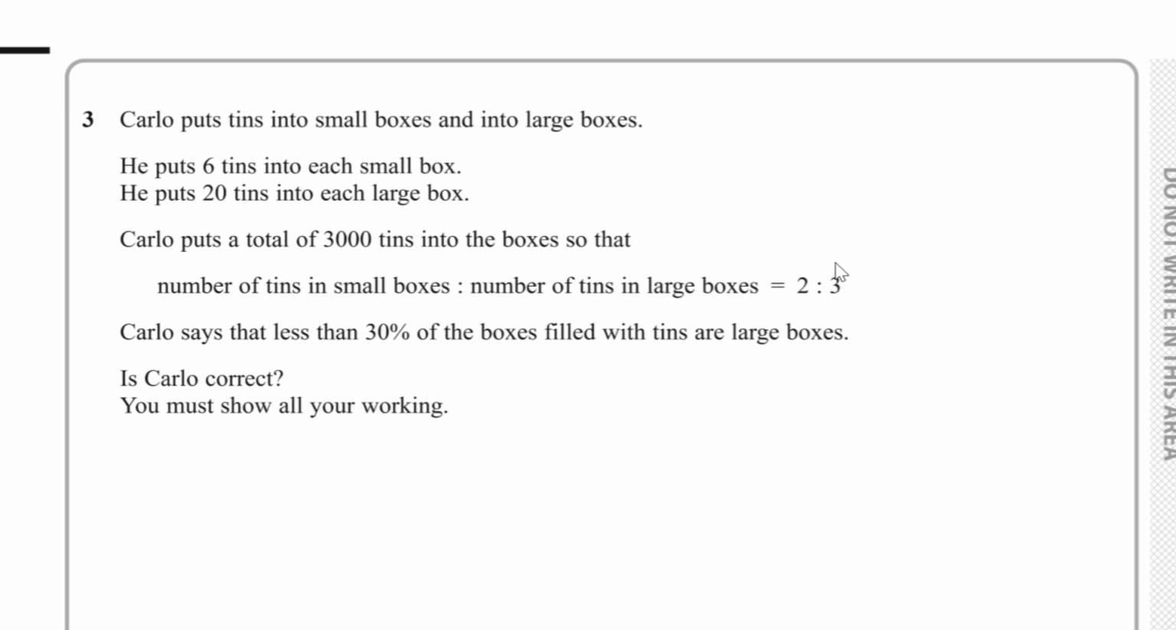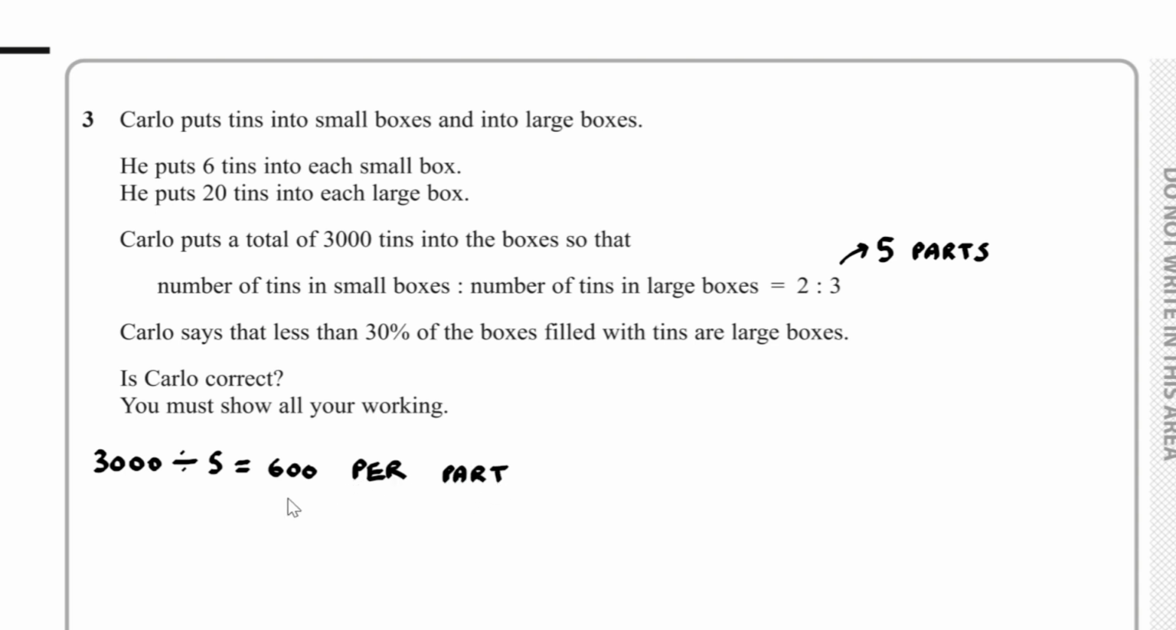Well, first of all, with the ratio, we can find out the total number of parts we have. 2 plus 3 is 5. And so you can see we've got 5 parts. Now, if we've got 3,000 tins, we can divide that by 5 to get 600. You can see we've got 600 per part.